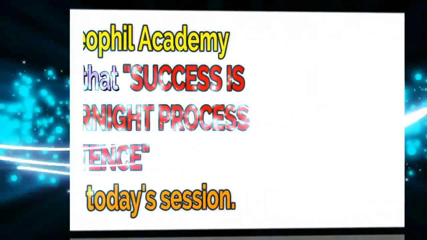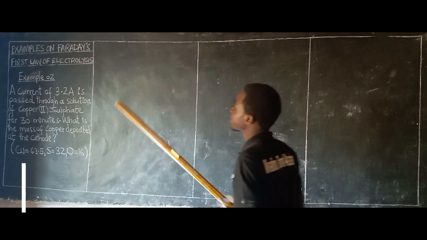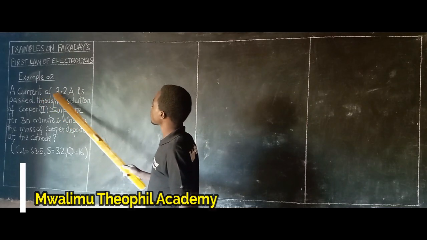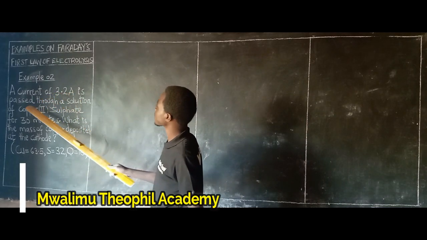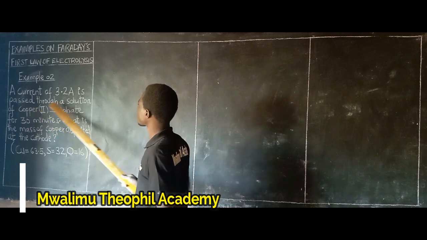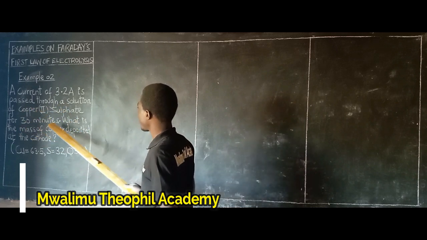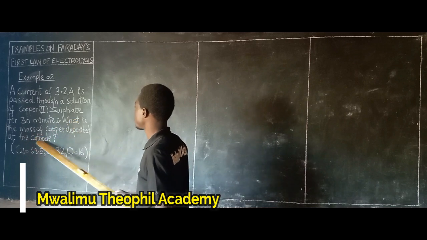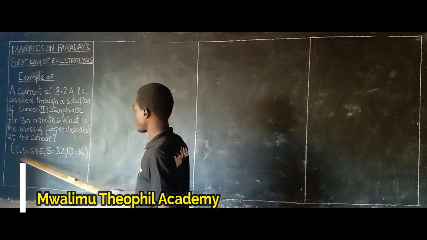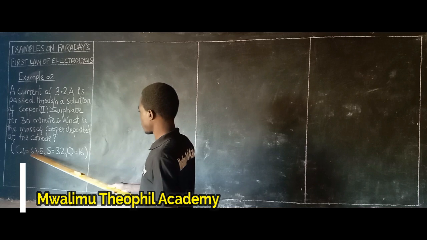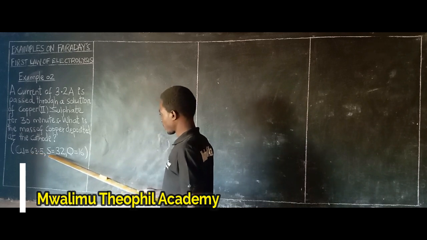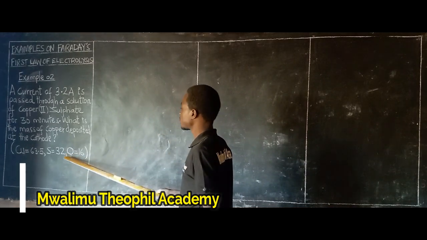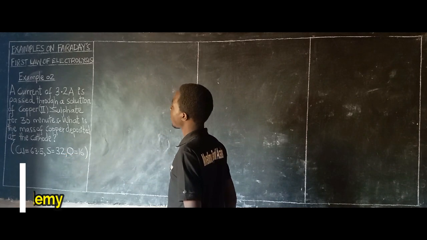Welcome to today's session. The second example states that a current of 3.2 ampere is passed through a solution of copper 2 sulfate for 30 minutes. What is the mass of copper deposited at the cathode? You are given the relative atomic mass of copper is 63.5, the relative atomic mass of sulfur is 32, and the relative atomic mass of oxygen is 16. Solution.